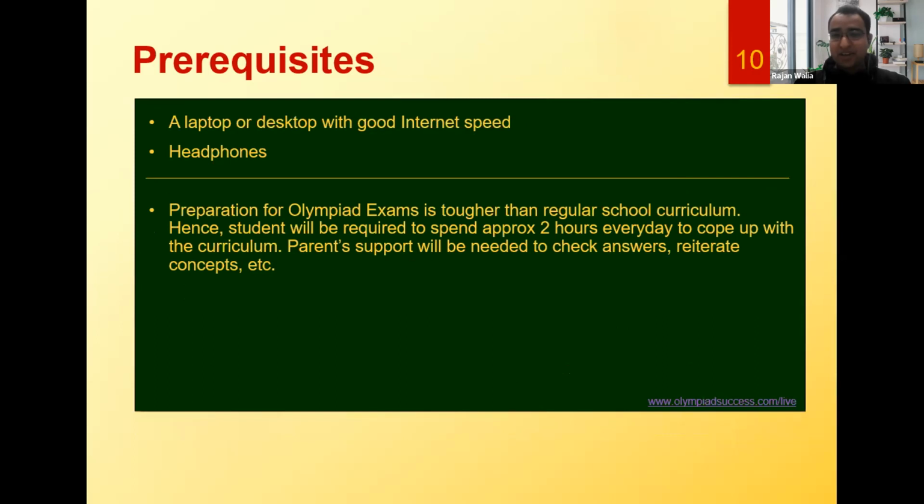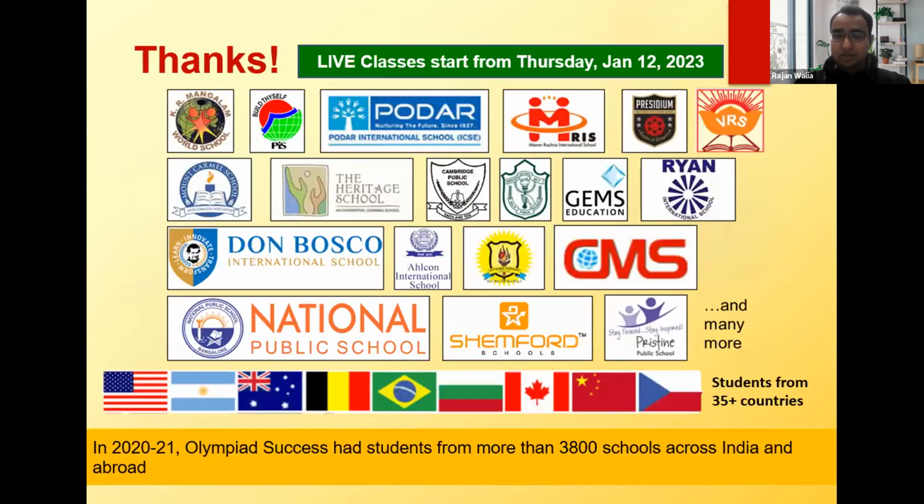As many of you already appeared in the level 1 exam, you know you need to prepare for Olympiads. So for this course also, you need to spend approximately 2-3 hours every day to cope with the curriculum. The live classes for this course will start from 12th of January, that is Thursday. Currently we have students from 3,800 schools and we are catering to 35 plus countries. So this is about this course.